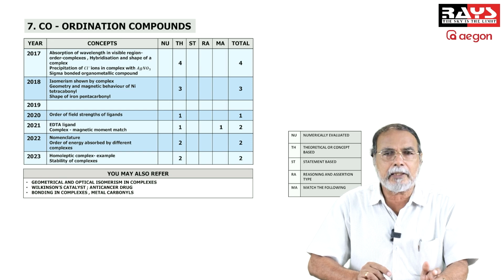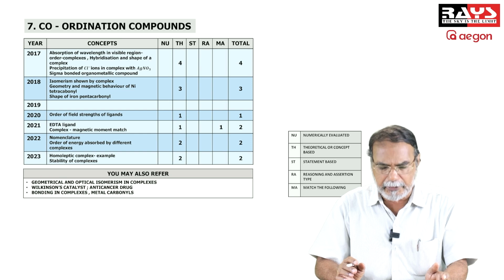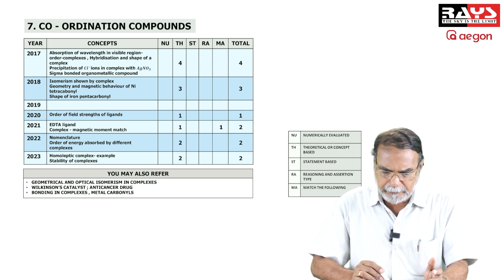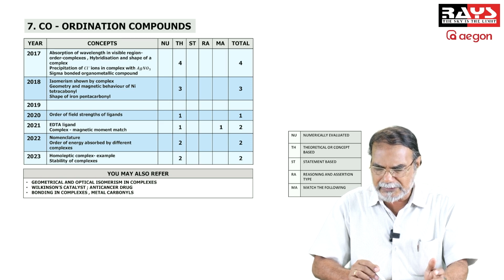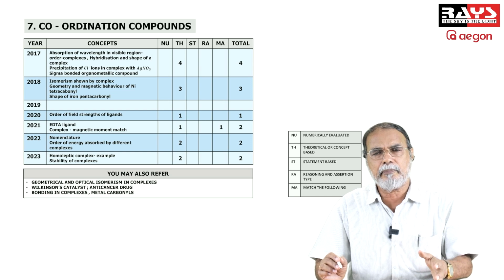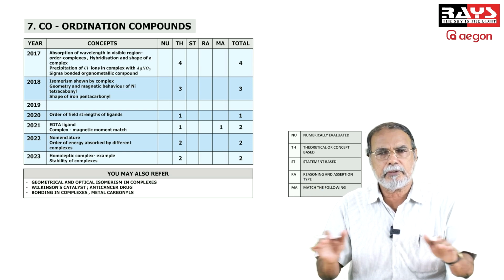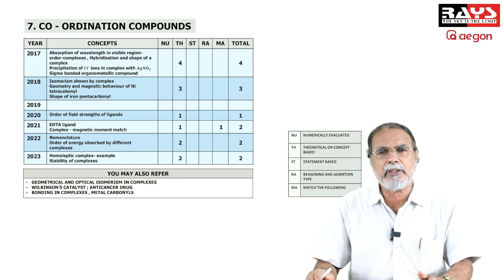And in 2021, there was a question based on the EDTA ligand, ethylenediaminetetraacetic acid ligand, where you have a coordination number of six, okay, a hexadentate ligand it is. And there was also a match-type question on the magnetic moment of complexes. Complexes will be given in one column and the magnetic moments in another column. So match the two. That's a routine type of question.